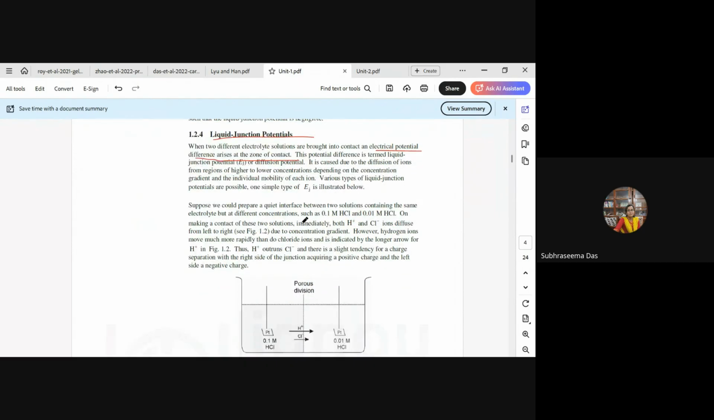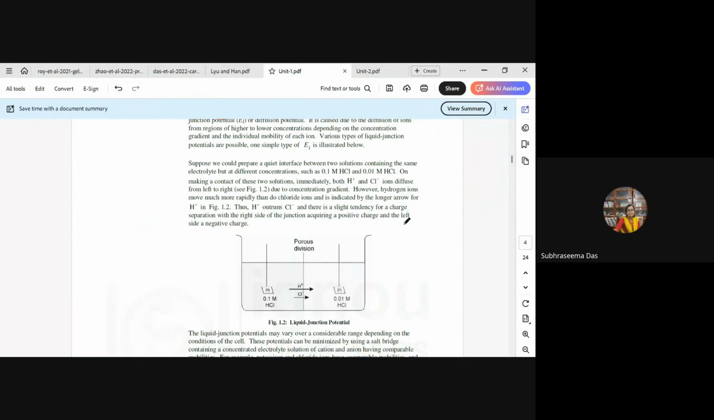Now various types of liquid junction potentials are possible. Just one simple type has been shown here. Suppose we prepare an interface between two solutions which contain the same electrolyte but at different concentrations. For example, we prepare 0.1 molar HCl and 0.01 molar HCl. So here HCl is the same electrolyte but their concentrations are different.